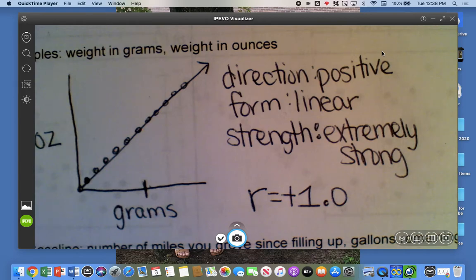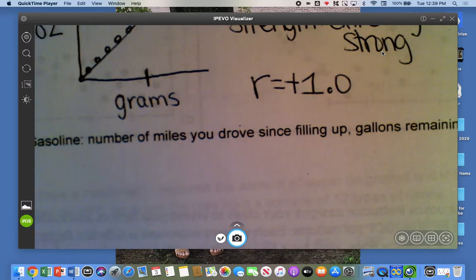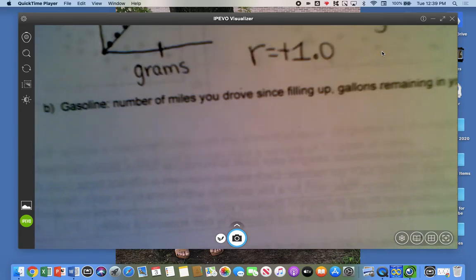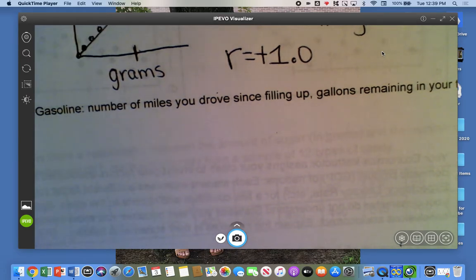Now, the second question is a little bit different on this one. All right, we are comparing gasoline on the second example: the number of miles that you drove since filling up and the gallons remaining in your tank. So if we wanted to make a scatter plot like this, do you think it matters on this one which one you would put on the x-axis? The miles driven or the gallons of gas remaining?